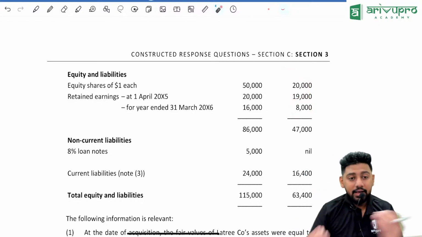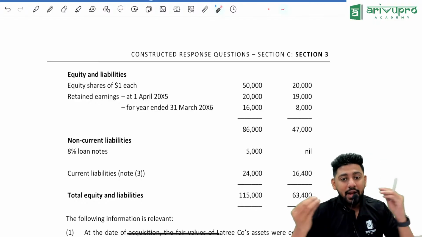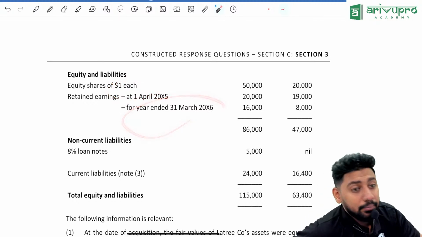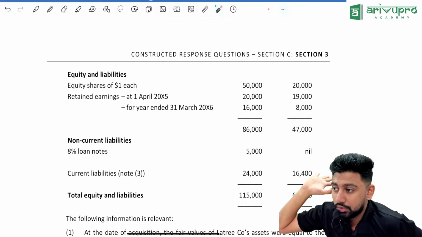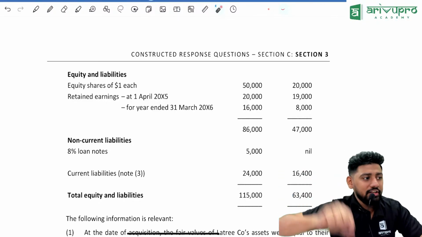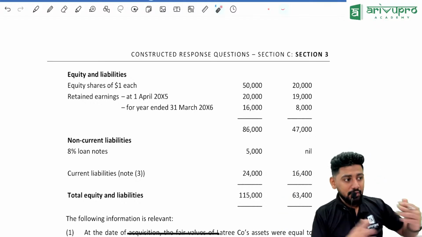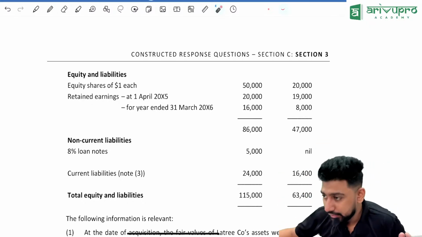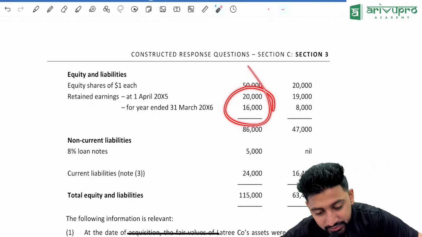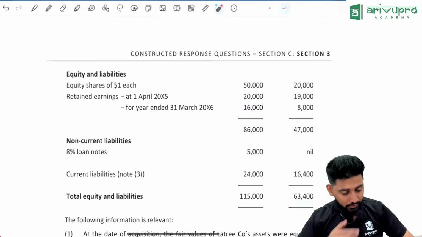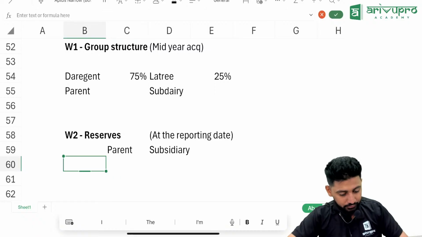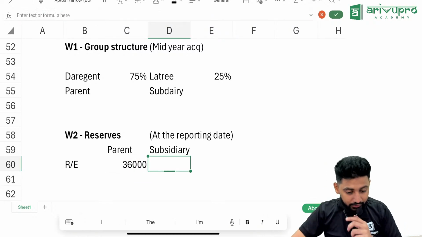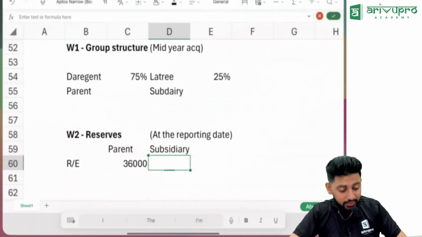What do I need here? I need the entire retained earnings as at the balance sheet date. What your examiner has done is give you the opening retained earnings plus current year profits, but what you need is the total. If you've been my student before, I have always said, take retained earnings as at the reporting date, the entire total, meaning 20 plus 16 and 19 plus 8. So 20 plus 16 gives me 36,000, and here 9 plus 8 gives me 17,000.